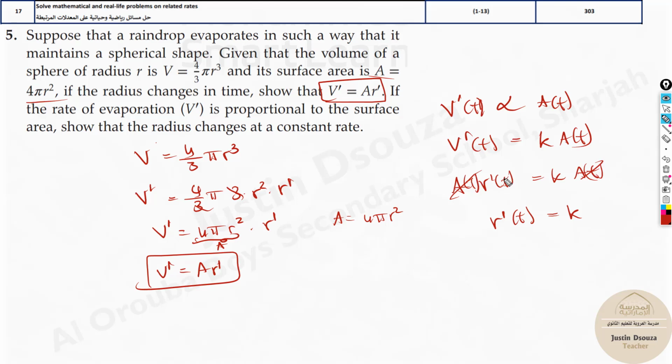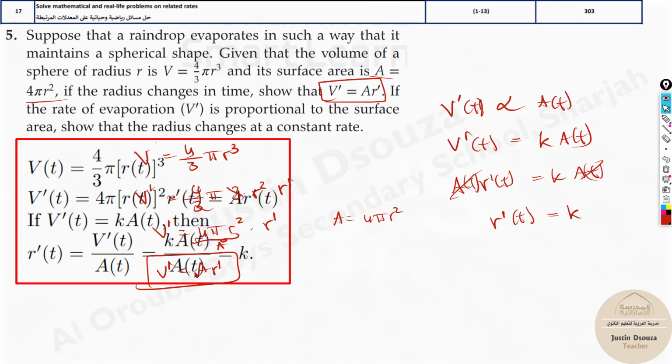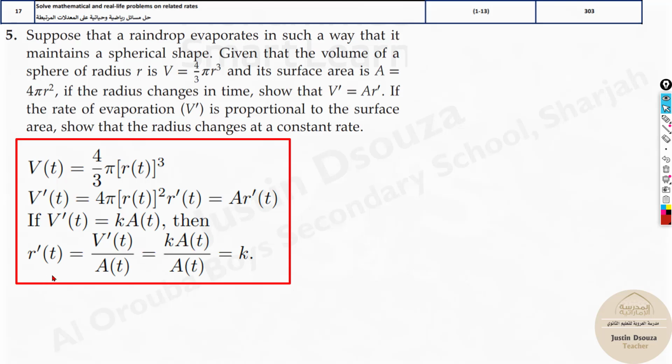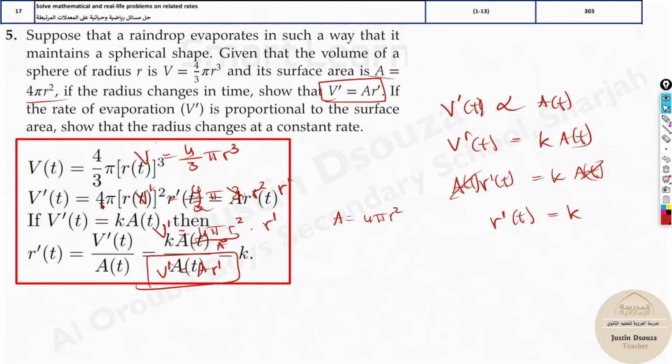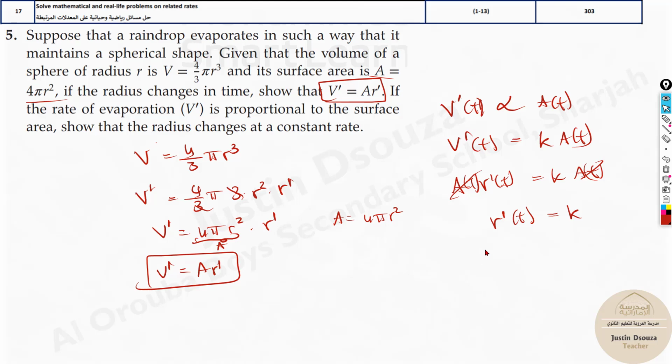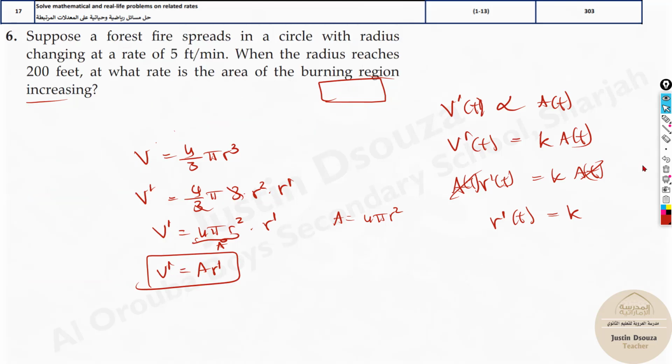So area and area on the two sides cancel. You will have rate of radius change equals k, that is a constant value. I hope that much is clear. Now I have cancelled this a and a. I've just left r dash, but you can see over here that I've left a and a. It's the same thing. Just follow what I've written. This is better. Okay, that's it.